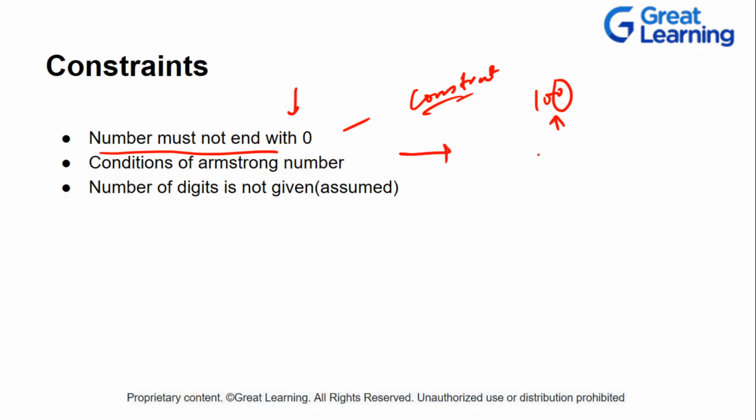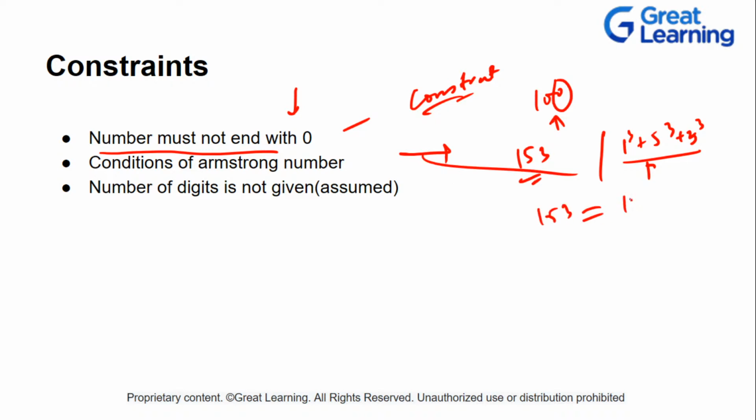Okay, conditions for Armstrong number, right? What are the conditions for Armstrong number? First you need to find out that the number which is given to you should be equal to the sum of its digits each raised to the number of digits. And then you have 3, add the 3. So this is the condition for equality, the condition for checking if the number is Armstrong or not. That is 1 plus 125 plus 27. Okay, so this is the condition, right?